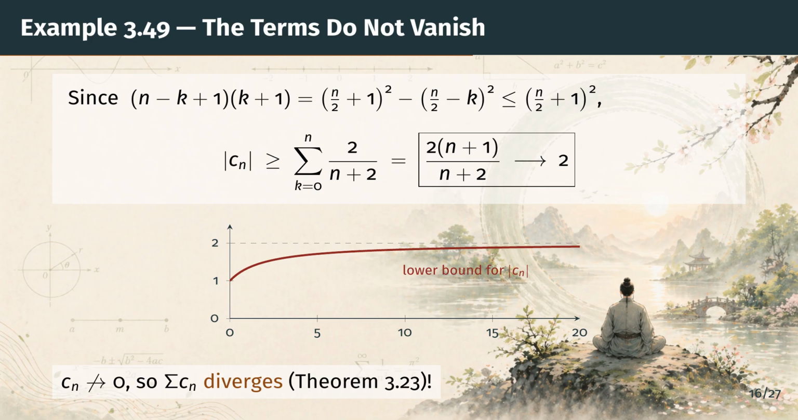Adding up the n plus 1 summands gives the boxed lower bound, 2 times (n plus 1) over (n plus 2). The graph shows this lower bound in red as n grows. It climbs toward the dashed line at height 2 and never comes close to 0. But by theorem 3.2.3, the terms of any convergent series must tend to 0. Here they do not, so the product series diverges. The product of two convergent series has diverged. Notice that both factors converged only non-absolutely. The next theorem shows this is the only way such a failure can happen.